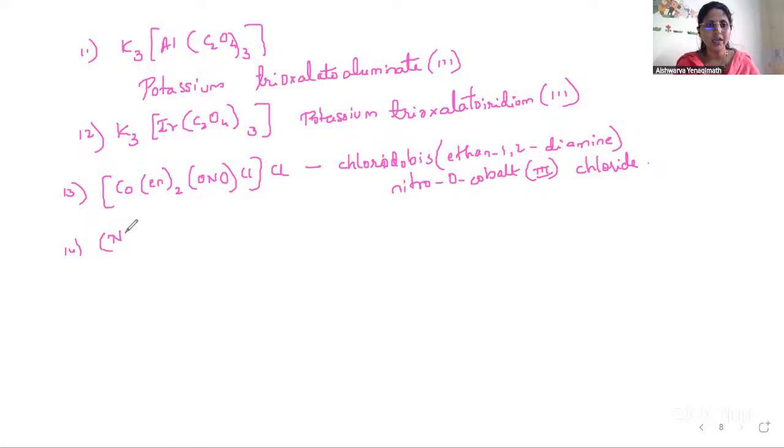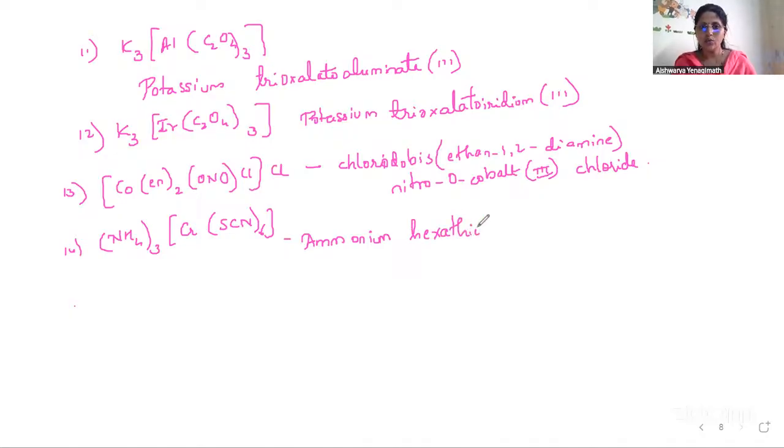Take the next one. Slowly it is getting difficult. But the more examples you solve, the more clarity there will be. Okay, fine. So next example, (NH4)3[Cr(SCN)6]. Tell me the name. NH4 stands for ammonium. Ammonium, 6 SCN, hexathiocyanato-S chromate, and the oxidation number is 3.